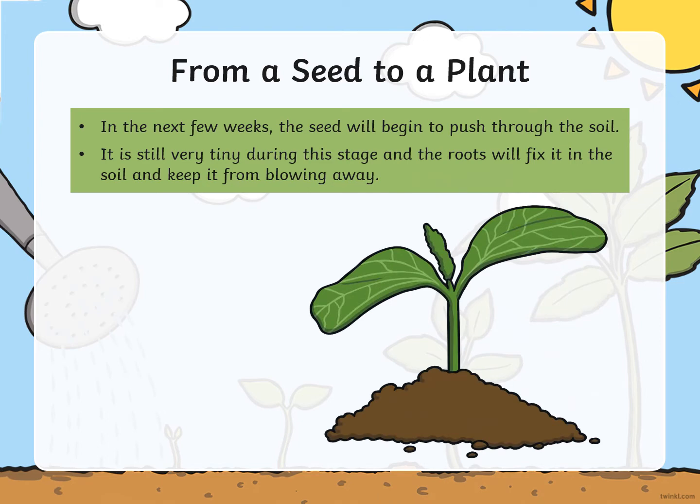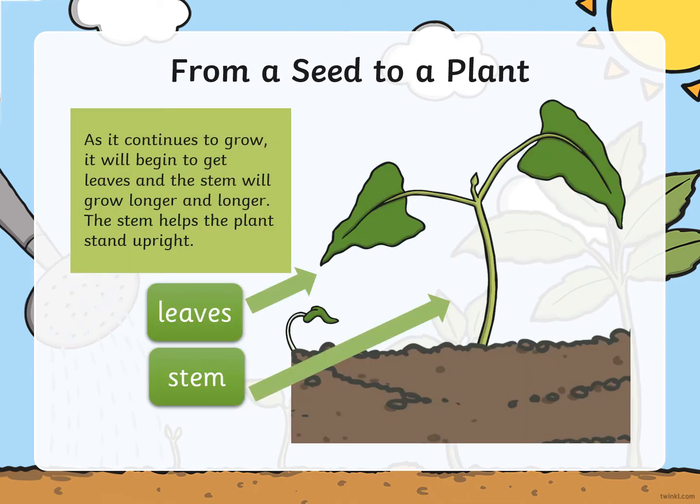In the next few weeks, the seed will begin to push through the soil. It is still very tiny during this stage and the roots will fix it in the soil and keep it from blowing away. As it continues to grow, it will begin to get leaves and the stem will grow longer and longer. The stem helps the plant stand upright.